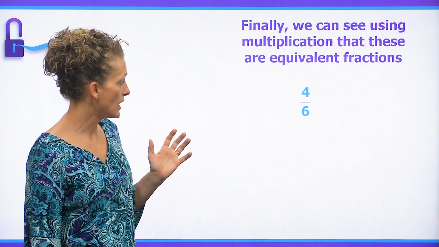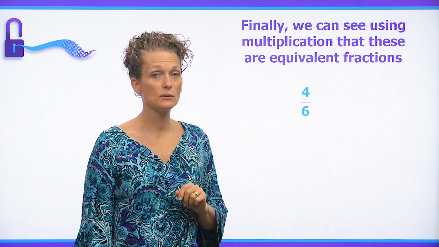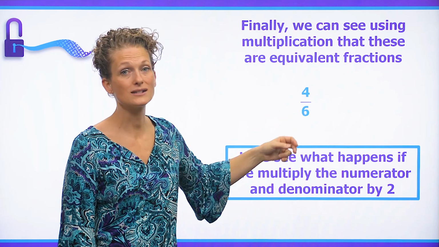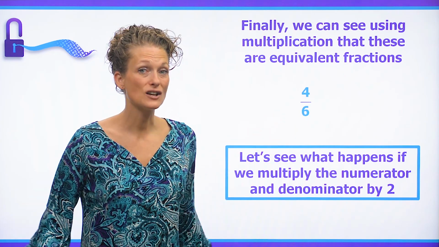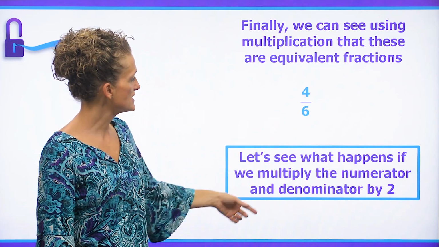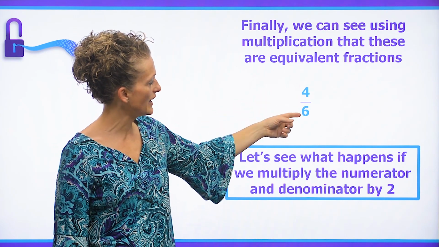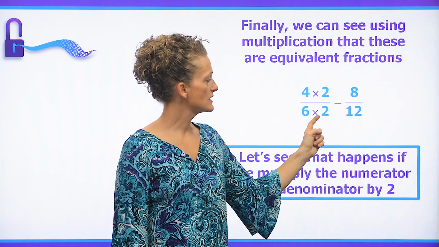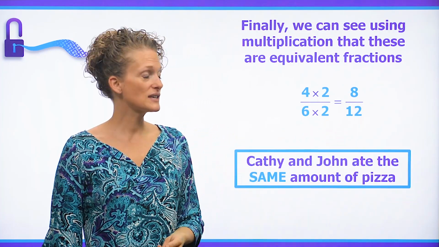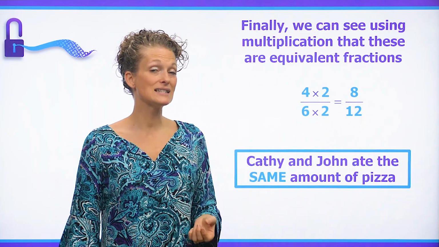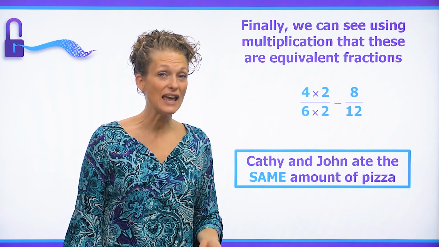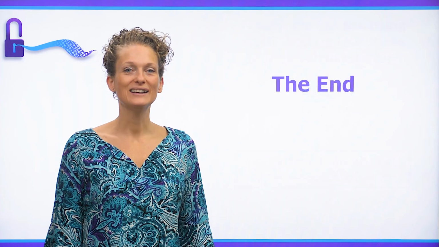Another thing we could also look at is multiplication. As we said, if we multiply both the numerator and the denominator by the same number, it does not change the value of the fraction. So let's see what happens if we multiply the numerator and the denominator by 2. So 4 times 2 is 8, 6 times 2 is 12, and so we can see that 4/6 is equal to 8/12, which means that Kathy and John ate the same amount of pizza. And that's your lesson on equivalent fractions.